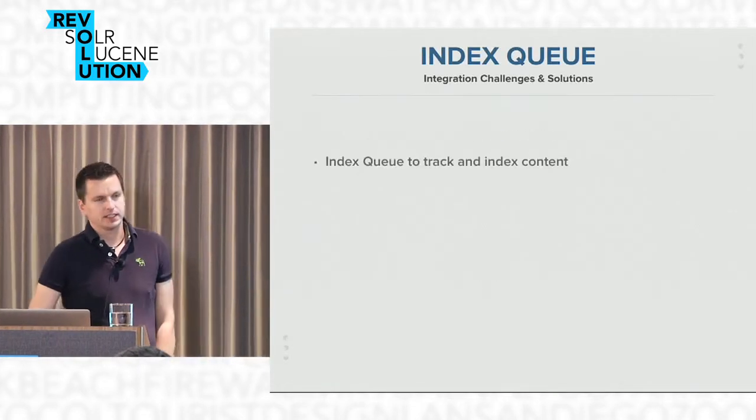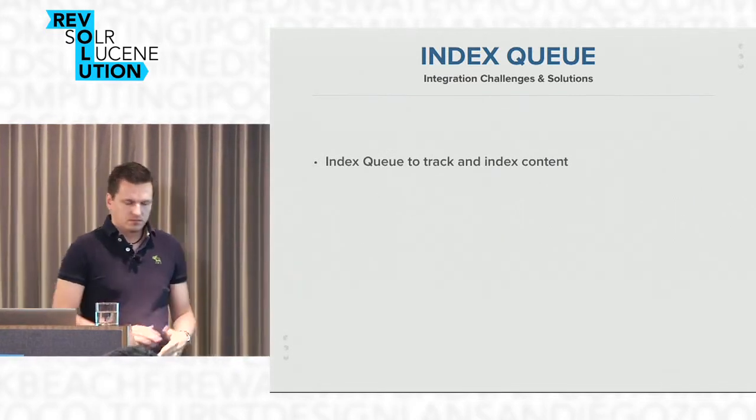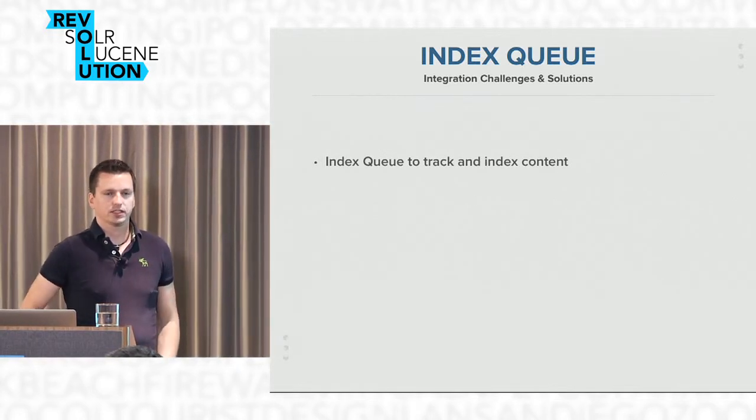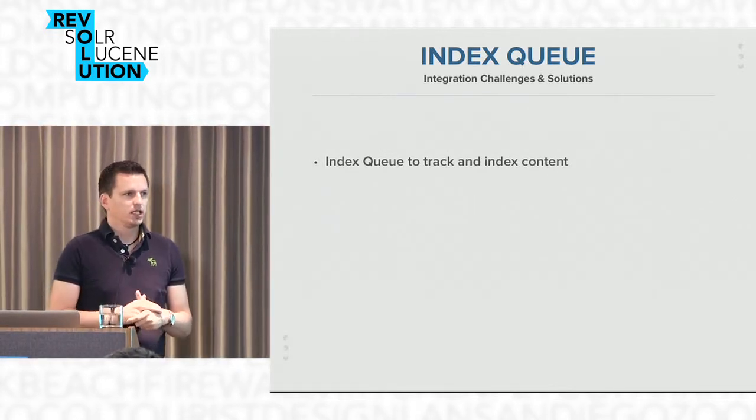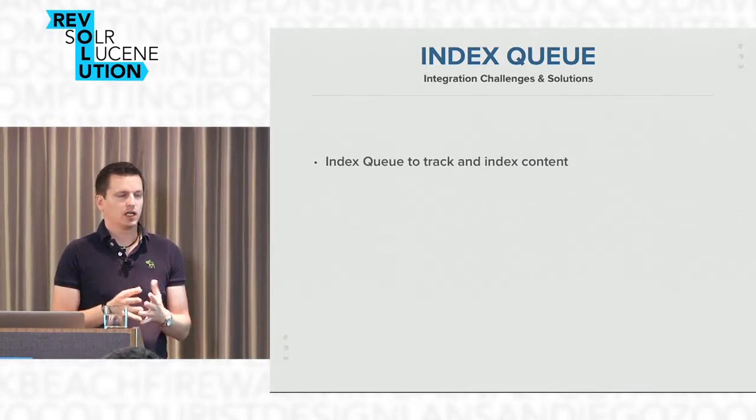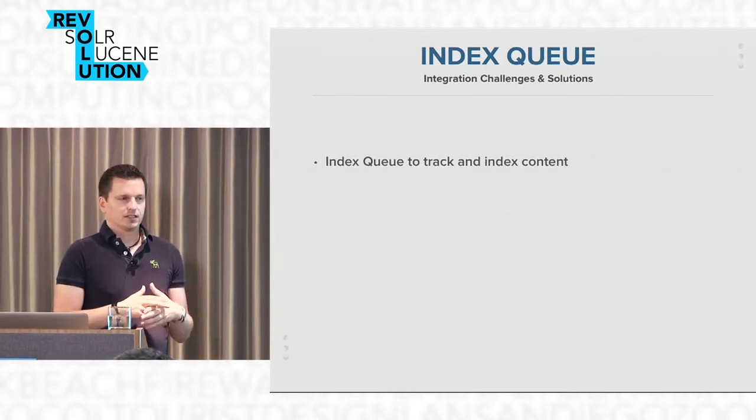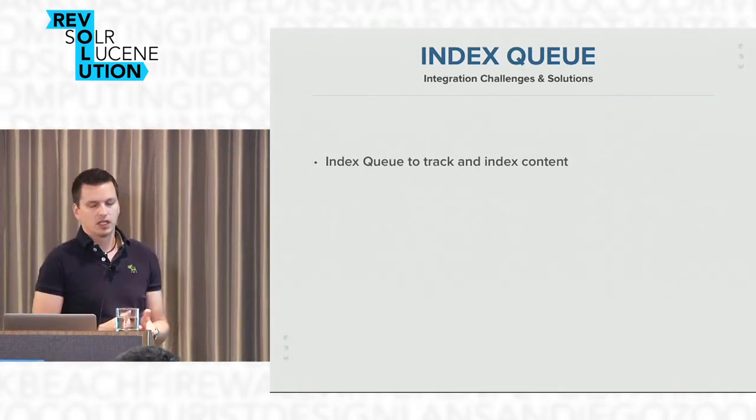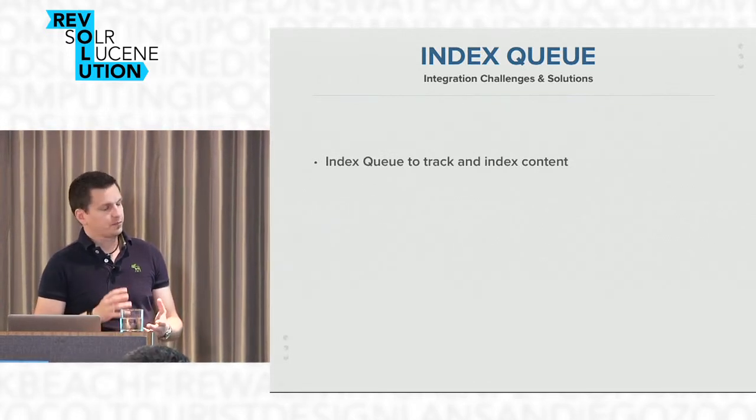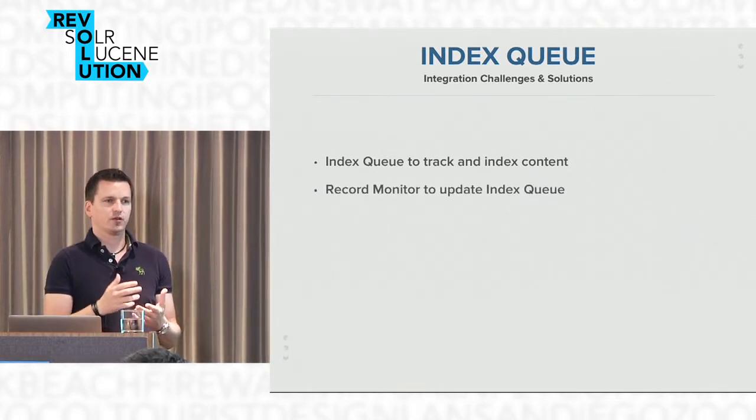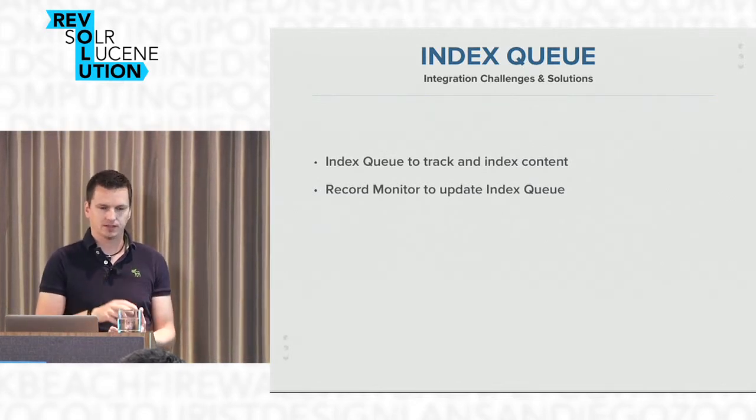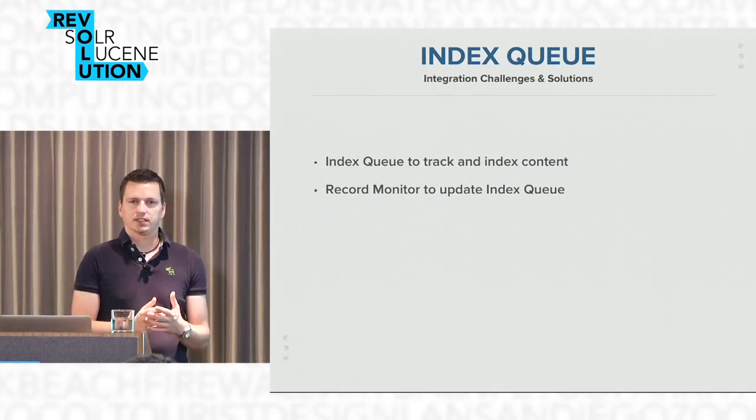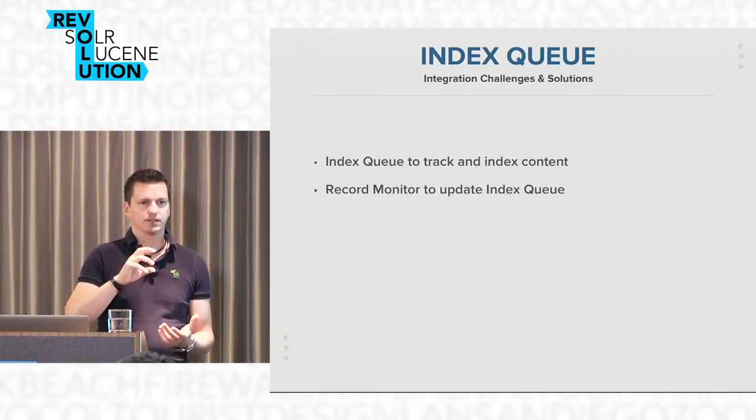We came up with the idea of an index queue. That means whenever something changes in Typo3, changed by an editor or through an API, there's a central, we call it the Typo3 core engine. That's where all the changes have to go through. This was pretty helpful for us because we could implement a record monitor that would listen on all the changes, and you can configure what types of content to track.